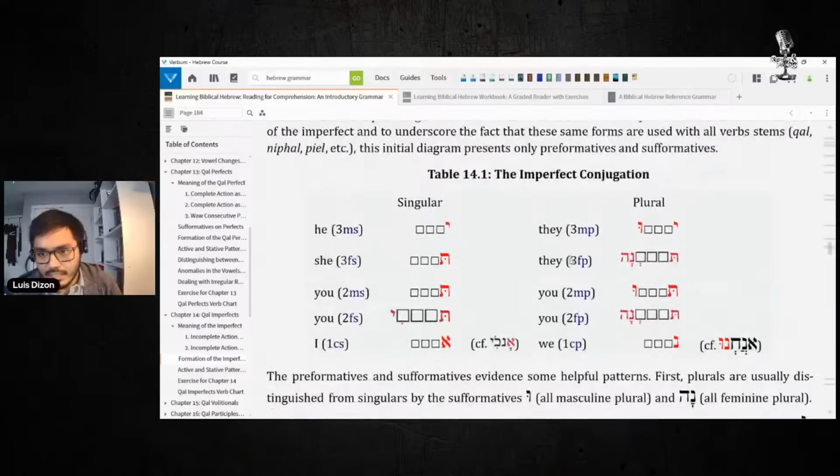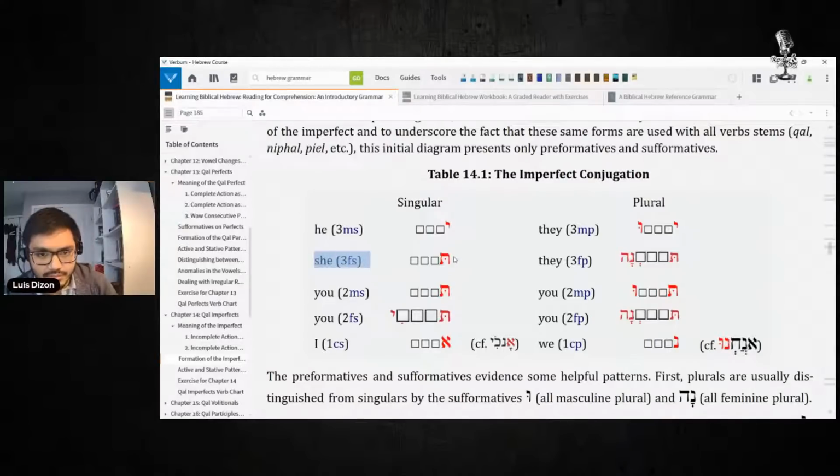So if we take, for example, shamar, to keep or to guard, which is one of the most common verbs in Hebrew, and plug it into this table, the forms would be yishmor, tishmor, tishmor, tishmori, eshmor, yishmoru, tishmorna, tishmoru, tishmorna, nishmor. You'll notice that some of them are repeated.